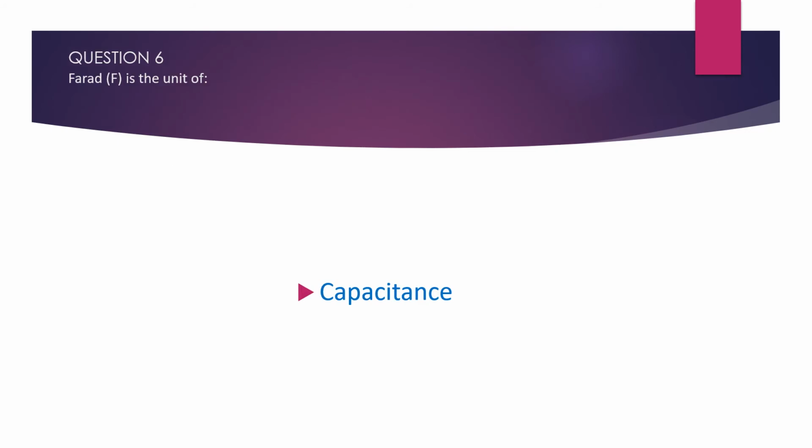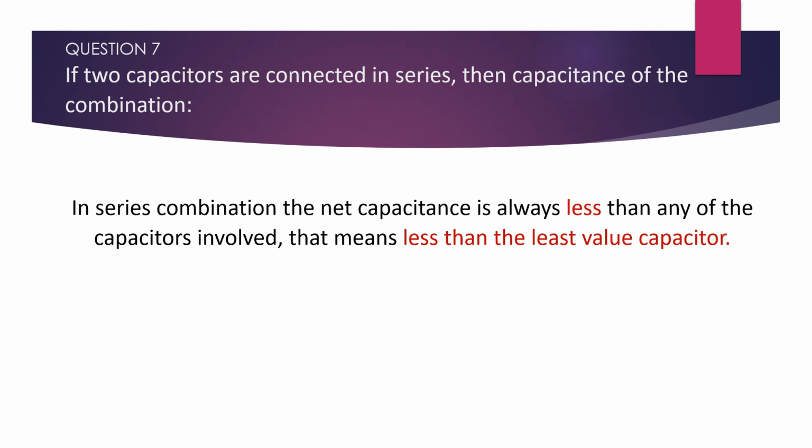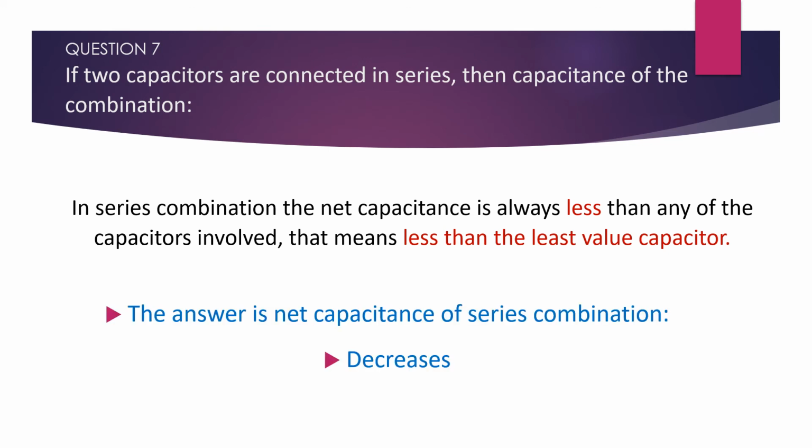Question number 6. Farad is the unit of, by definition, Farad is the unit of capacitance. So the answer is capacitance. Question 7. If two capacitors are connected in series, then the capacitance of the combination becomes. In series combination, the net capacitance is always less than any of the capacitors involved. That means less than the least value capacitor. The answer is net capacitance of series combination decreases.